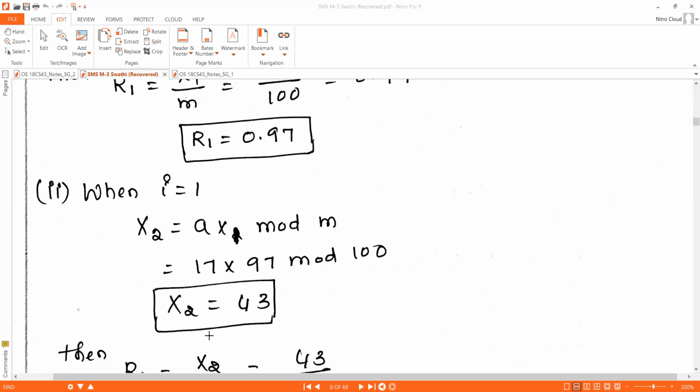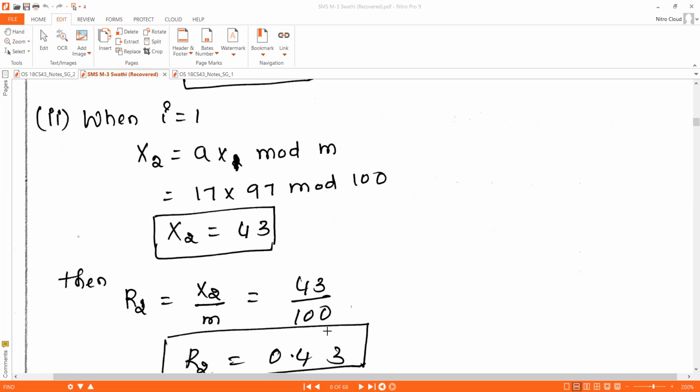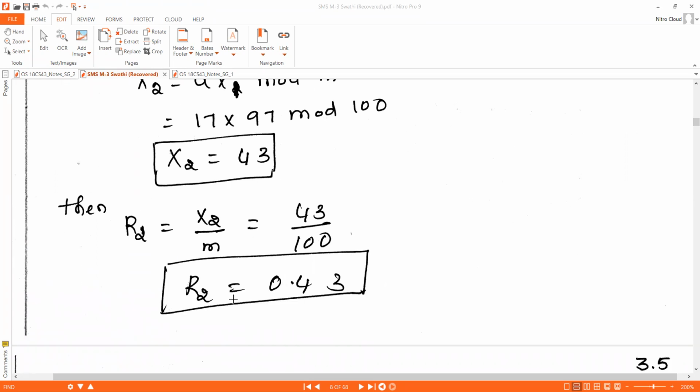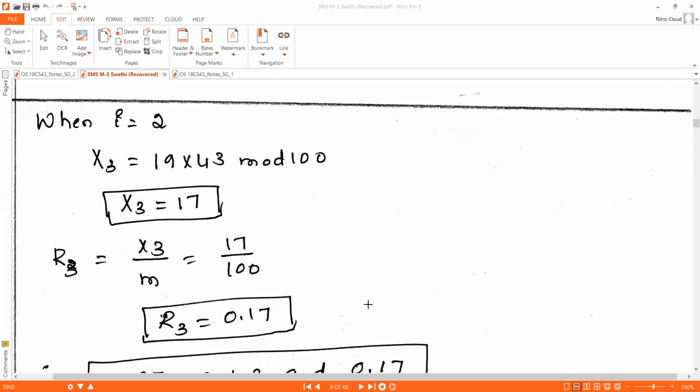If you know the x2 value, we know how to find random number 2. That is R2 is equal to x2 by m. X2 value we got is 43 divided by m value we have given in the problem, 100. 43 by 100, it is 0.43, the second random digit. Okay. Now we need to find the random digit when I equal to 2.